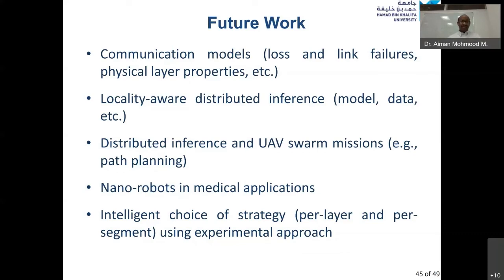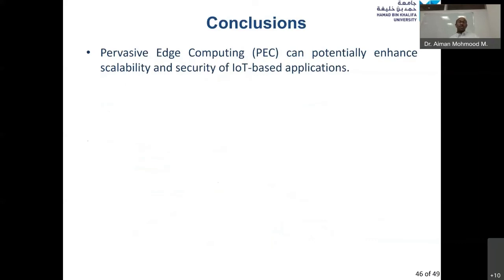Finally, looking at the per layer and per segment, we do a little bit of a judgment of what works here and what works there, but really we did not explore the full design space, especially the per segment with the different input and output splitting. We can do a lot more experimental approach, vary the different parameters, and get different insight about what works and what doesn't. So in conclusion, the pervasive edge computing can potentially enhance scalability and security of IoT-based application.